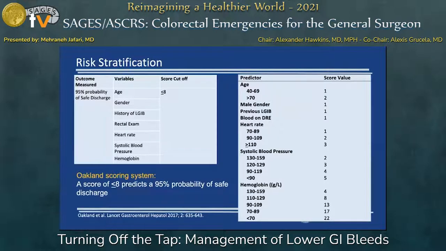I like the Oakland scoring system. It's a UK-based scoring system comprised of 7 variables. It's supposed to predict outcomes for outpatient management and is limited in predicting poor outcomes, but it's a nice way to look at someone who comes into the ER, and if their score is less than or equal to 8, it's 95% probability of safe discharge.